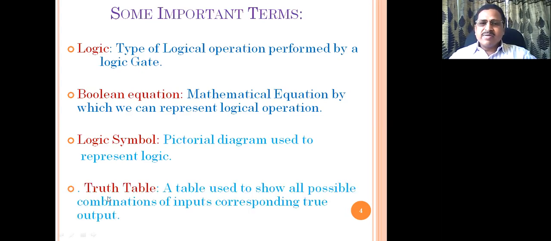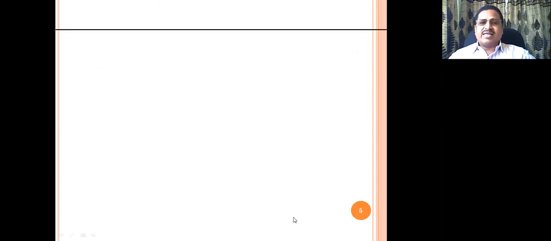Then one more term is truth table, in short TT. Truth table stands for a table that includes the combination of all inputs and the corresponding output. That means a table shows the entries of the inputs for the gate or logic circuit and the corresponding output. Precisely, it is a table used to show all possible combinations of inputs and the corresponding output. That table actually explains the working or operation of a logic gate or a logic circuit.